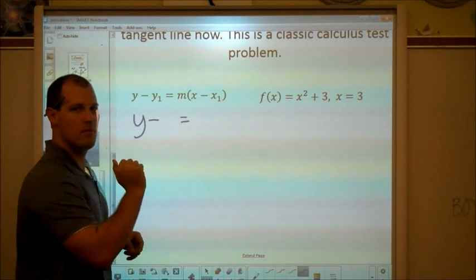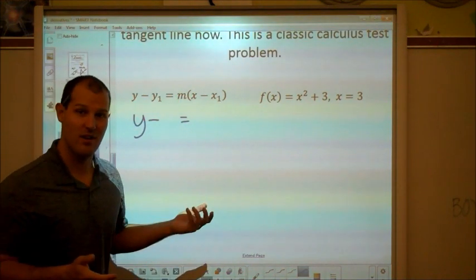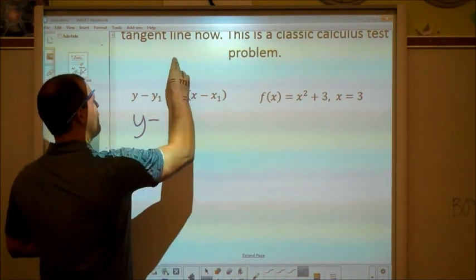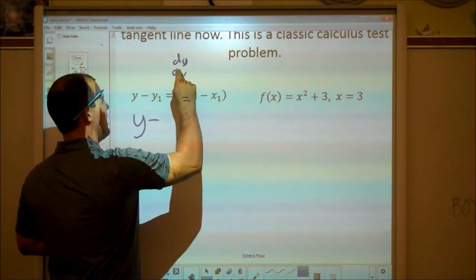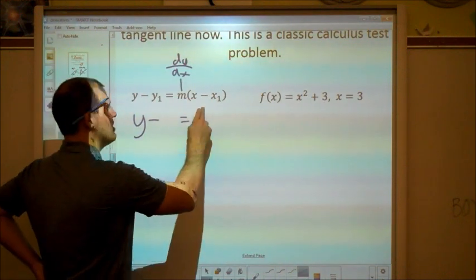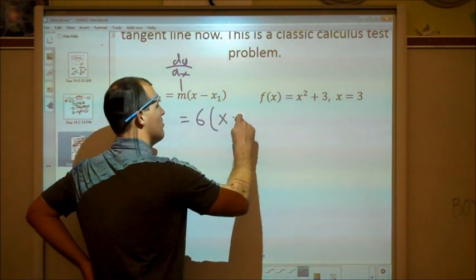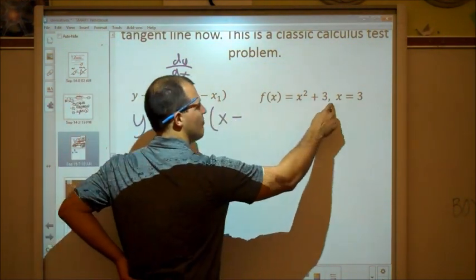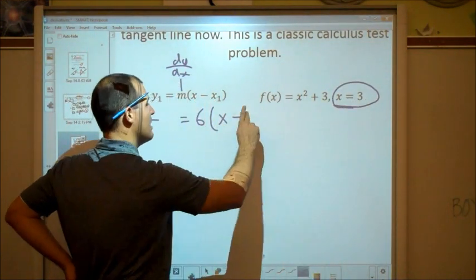Equals m. That's 6. We just found it. That was the derivative. We just found the slope. So I'm going to make a little note here for you. You could think of that as dy/dx now that we're in a calculus class. That's what that's going to be for the most part. So that'd be 6 times x minus, and then we need an x value. Oh yeah, the problem gave us one. So we know that's 3.